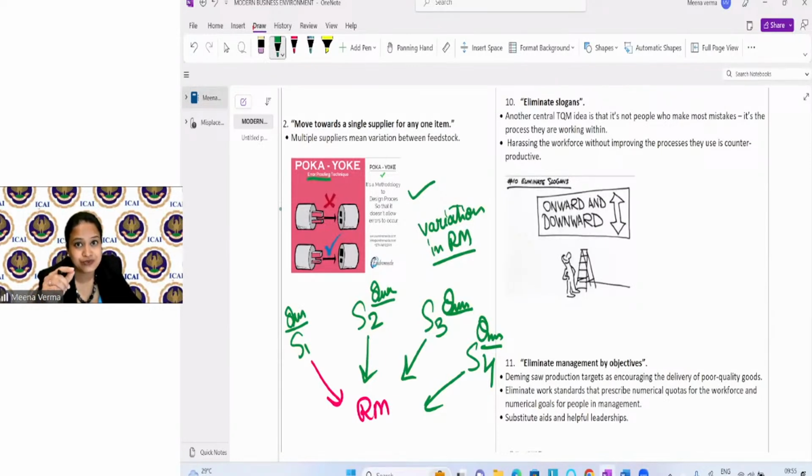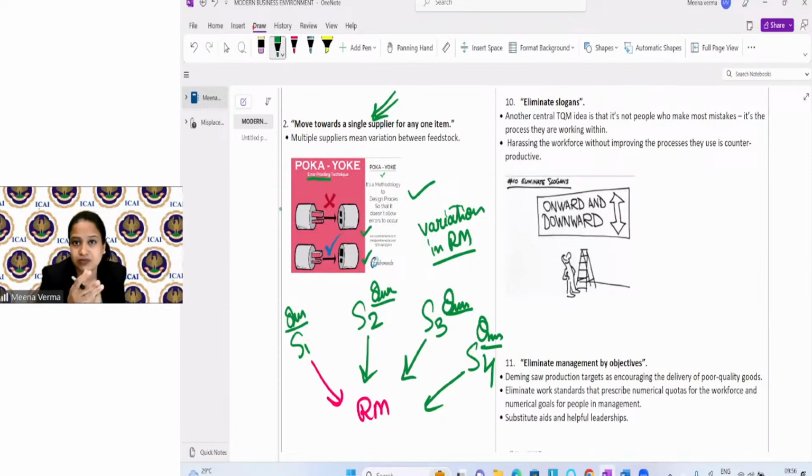Error proofing technique means we don't want to buy the raw material from different suppliers because such variation may arise. So instead of buying the raw material from multiple suppliers, it's better to buy your entire raw material from a single supplier. But the question will come in your mind: ma'am, if we buy the entire raw material from one supplier, the bargaining power of the supplier will increase. If this one supplier fails to supply the raw material, there will be failure in production. So this is quite risky, right? The supplier may dictate the terms.